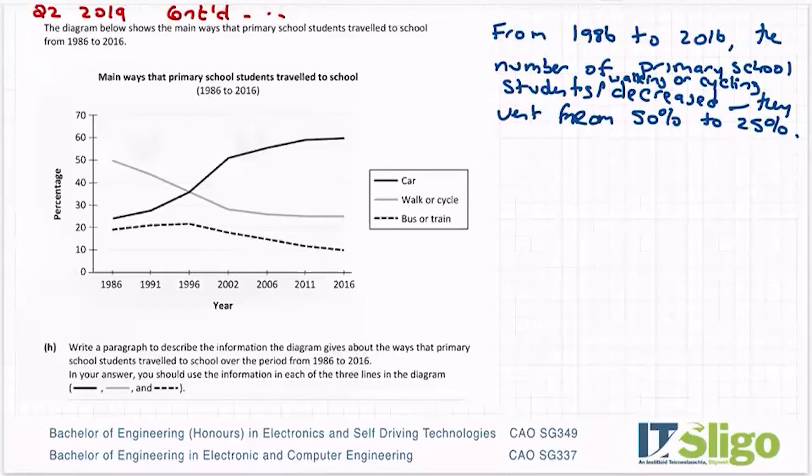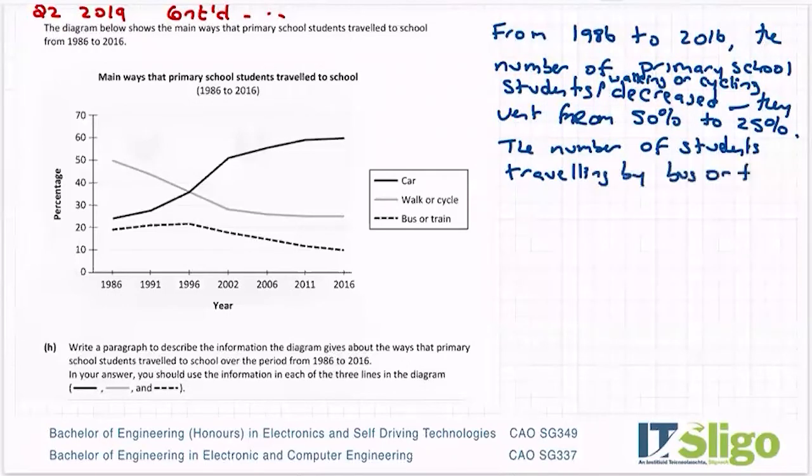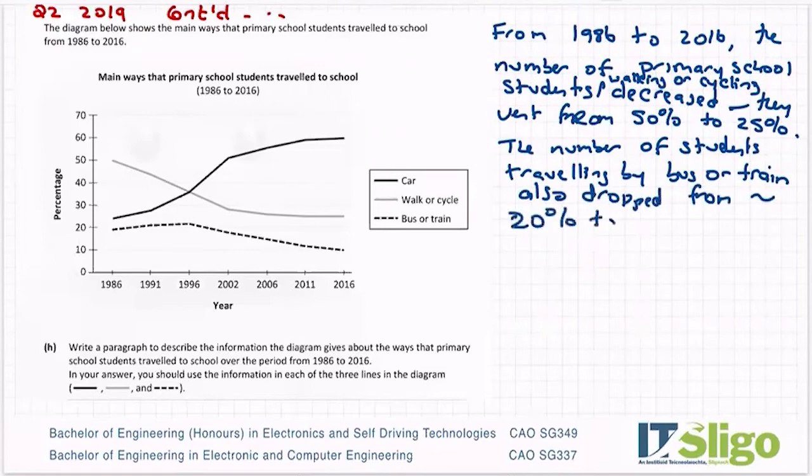Okay, bus or train, the number of students travelling by bus or train also dropped from about 20% to about 10%. That squiggly line is just maths language for about.